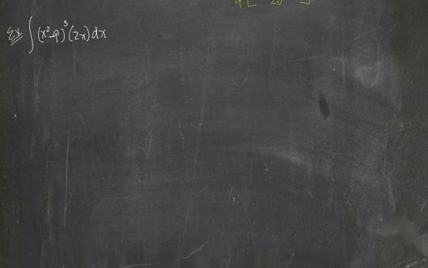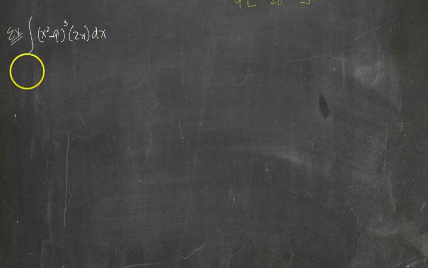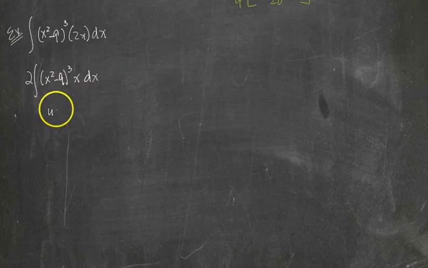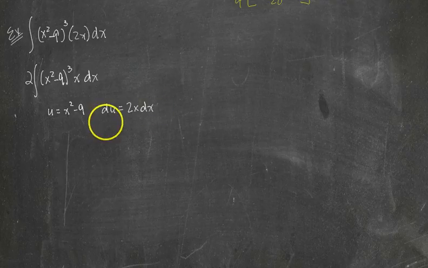Okay, so first, recognizing that multiplication is commutative, and since I have a multiplication here and a multiplication here, I'm going to pull that 2 out front. Just get it out of my way. So now I'm dealing with (x squared minus 9) cubed times x dx, and this looks exactly like our first example now. I'm going to let u be the inside function, x squared minus 9. So du is 2x dx. And then I'm going to adjust for that 2 because I only want x dx.